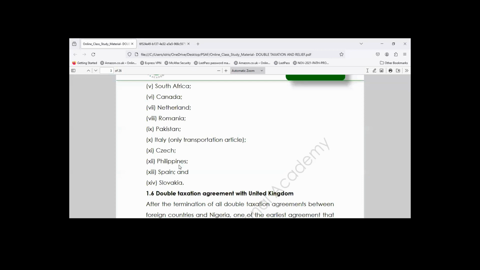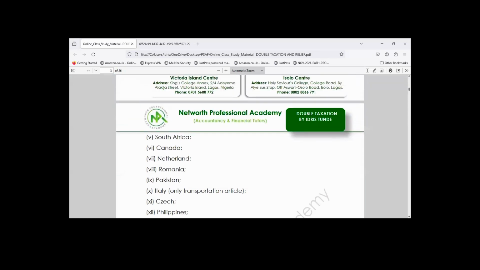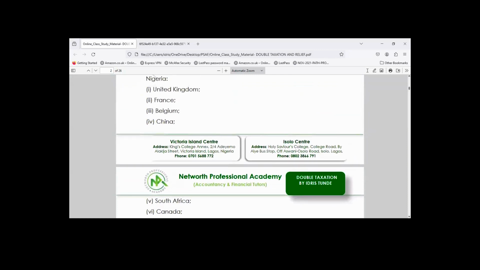In our diet, there was a 5-mark question: list 10 countries with which Nigeria has signed double taxation agreements. Please, let's know them. 5 marks can make a student pass. There was a diet where they said, list 10 countries with which Nigeria has signed a taxation agreement, 5 marks. So please, let's know that.